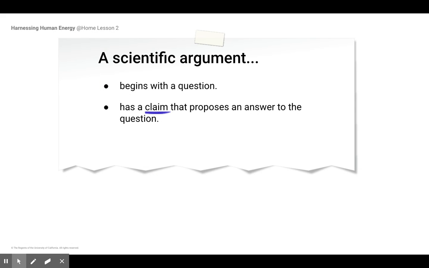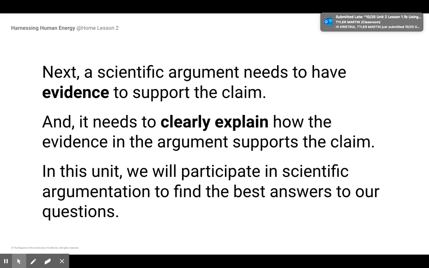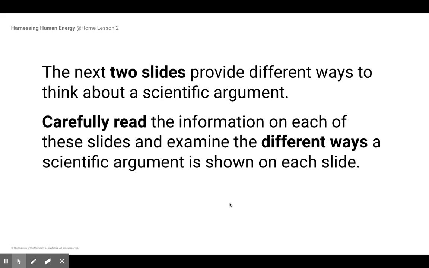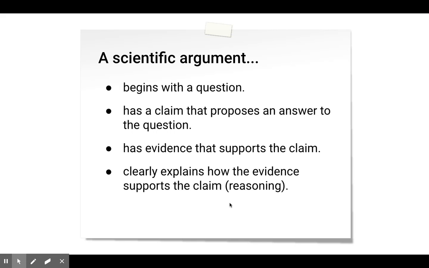So the second part in the scientific argument, which first we just said begins with a question, is a claim that proposes an answer to the question. Next, a scientific argument needs to have evidence to support the claim, and it needs to clearly explain how the evidence in the argument supports the claim. In this unit, we're going to participate in scientific argumentation to find the best answers to our questions. And the next few slides will provide different ways to think about the scientific argument. So, a scientific argument begins with a question, has a claim that proposes an answer to the question, has evidence that supports the claim, and clearly explains how the evidence supports the claim. So the reason why.